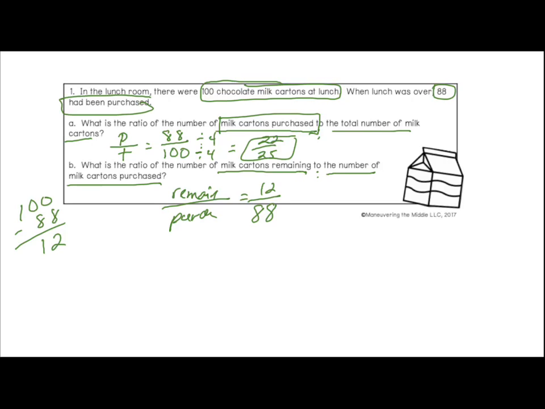And again, this can be simplified by 4. So that's going to give me 3 to 22.